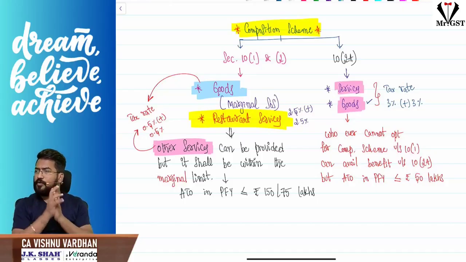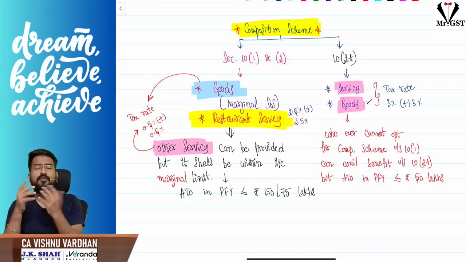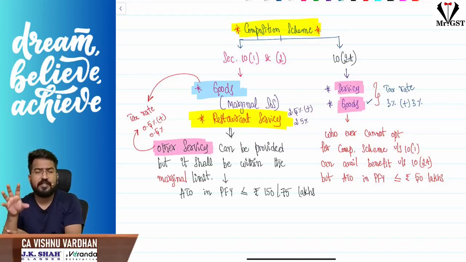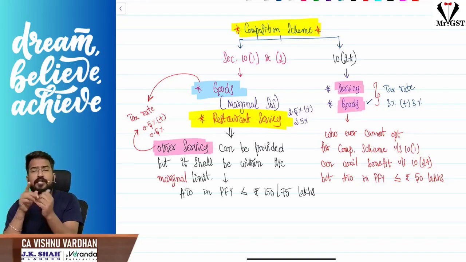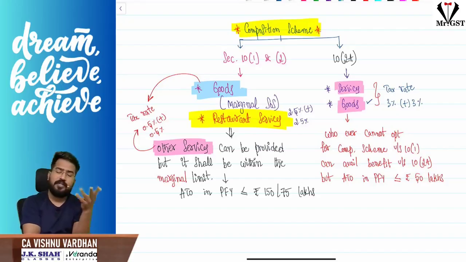Now, other service providers, or those who are not eligible for section 10 subsection 1 benefit, can go with section 10 subsection 2A. Section 10 subsection 2A is the same, only the threshold limit changes: it is 50 lakhs no matter in which state you are, and the tax rate is 6%, not 1% or 5%, it is 6%, 3% plus 3%. I repeat, those not eligible for section 10 subsection 1 can go for subsection 2A. Technically speaking, subsection 2A is mainly for people providing services. People dealing with goods can go with this too.